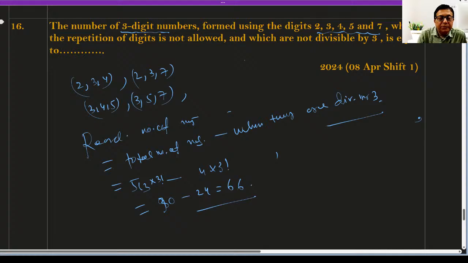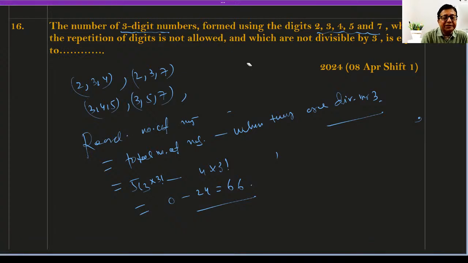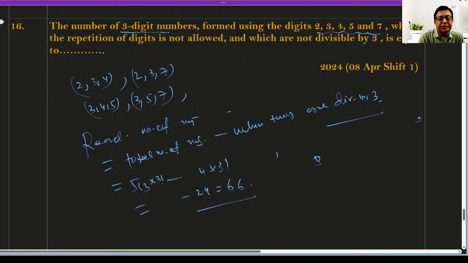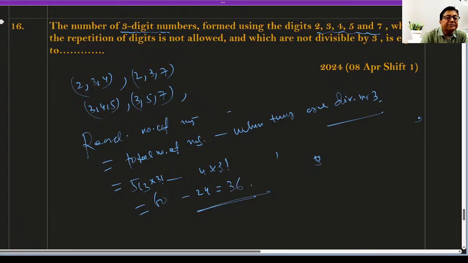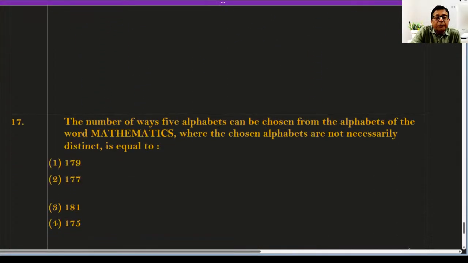Sir, required number of numbers: total number of numbers, how many? 5, 6, 3 into factorial 3. From there you subtract the case when they are divisible, that is 4 into factorial 3. Total number of numbers that can be formed is coming 60. 5, 6, 2, 10 into 60. Oh, yes, correct. So it will be 36. Clear? Understood? Go for next.